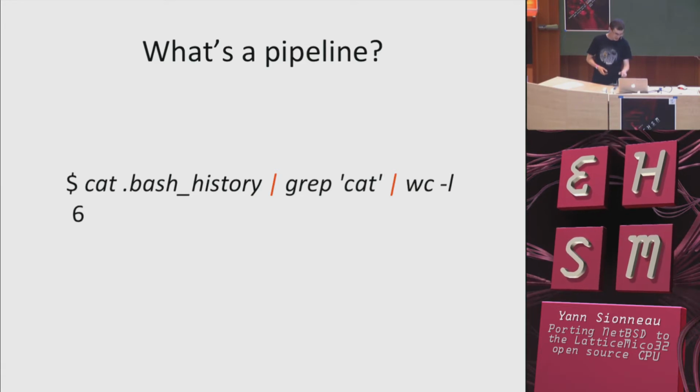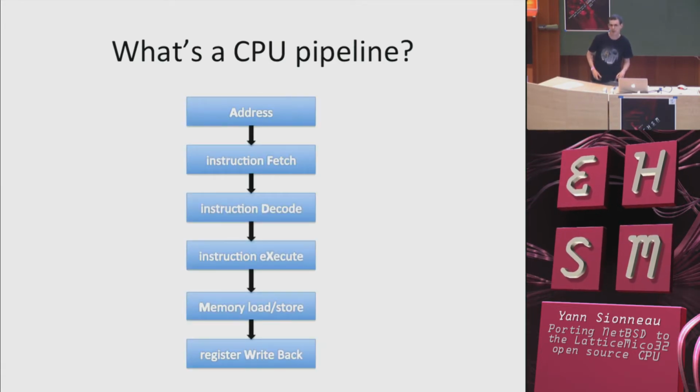So now back to the CPU. We know what a pipeline is, but what's a CPU pipeline? So here, as I said on the slide before, there are 6 stages. So 6 data processing elements. So that's the main machinery of the CPU. That's what makes the CPU work. The first box is address. So it's computing the address of the next instruction to fetch.